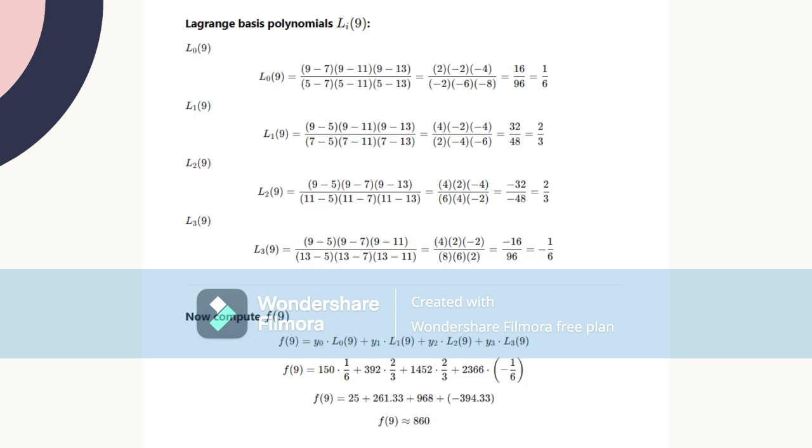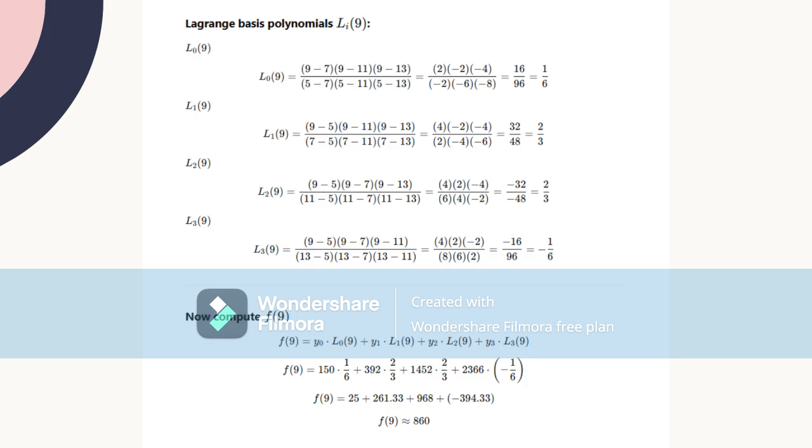Now compute f of 9. f of 9 is equal to y0 into L0 plus y1 into L1 plus y2 into L2 plus y3 into L3, which is 150 into 1 by 6 plus 392 into 2 by 3 plus 1452 into 2 by 3 plus 2366 into 1 by 6, so f of 9 is approximately 860.